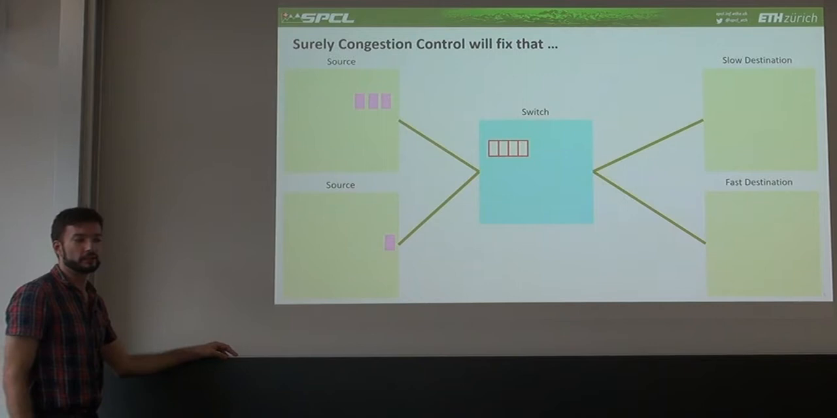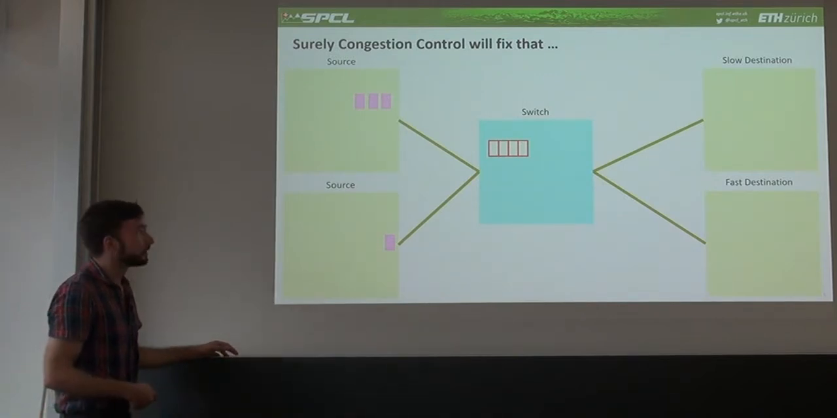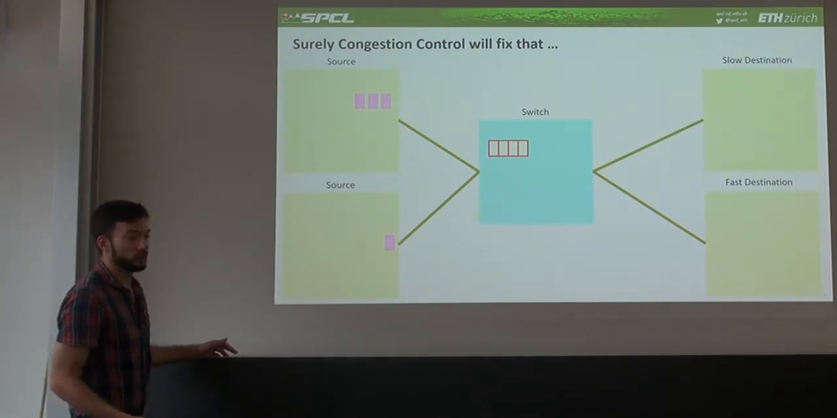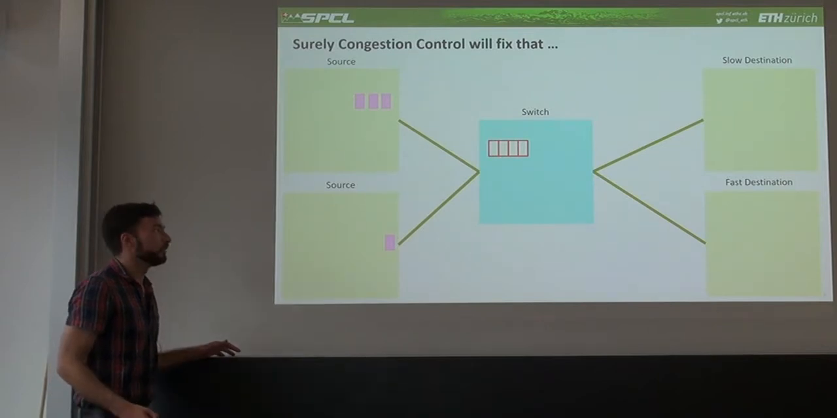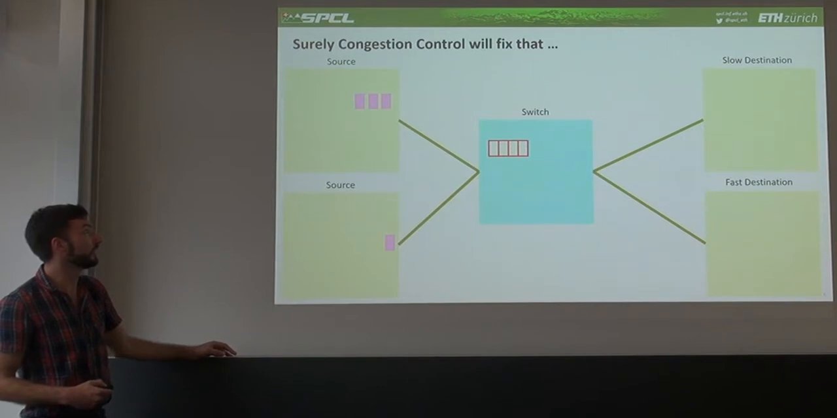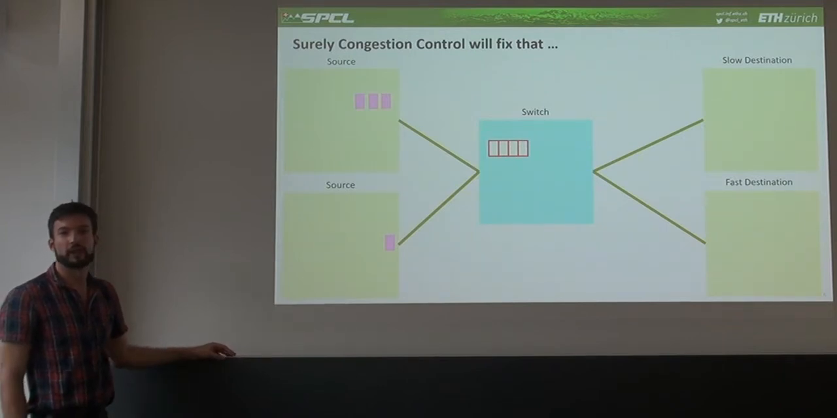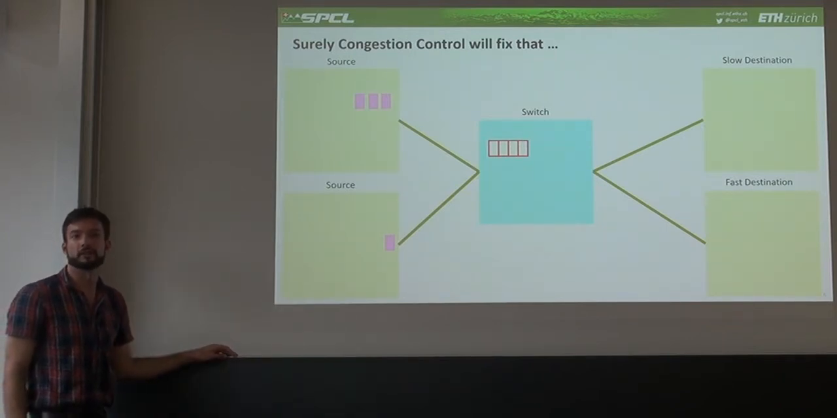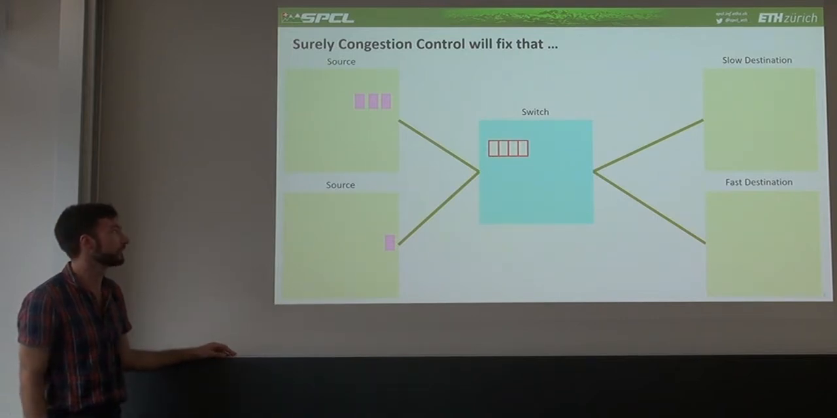One way to address this problem is congestion control. So in networks such as InfiniBand, we have congestion control mechanisms. The most popular congestion control mechanism in practice is called FECN and BECN, which stands for forward explicit congestion notification, backward explicit congestion notification. And I will demonstrate how this works.